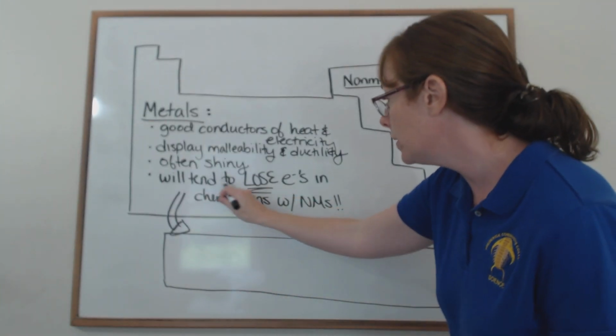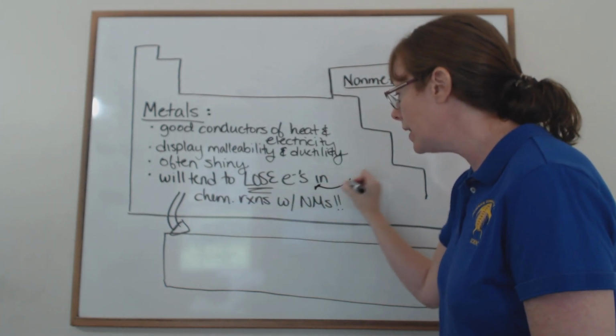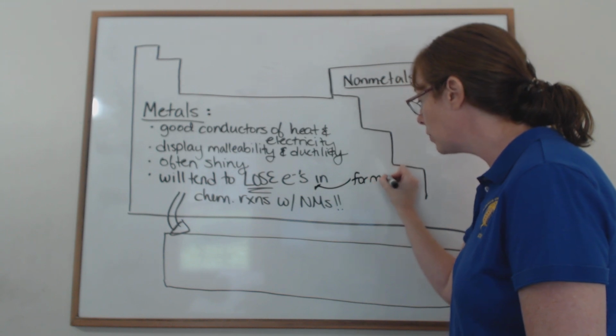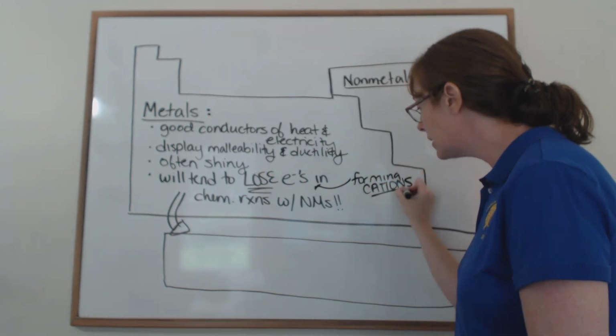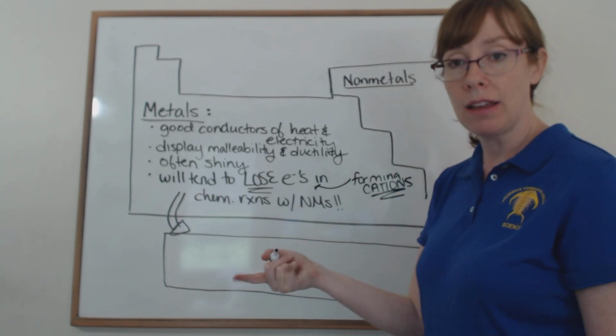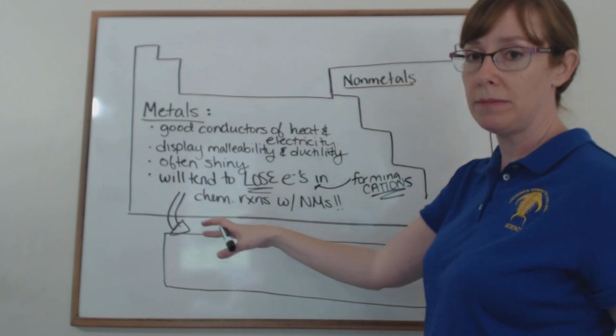Now let's finish this out. Metals will tend to lose electrons in chemical reactions with non-metals, and when they do, they will form, let me write the word forming, cations. When they do lose those electrons, they're going to end up becoming cations, or positively charged particles, just like the sodium did.